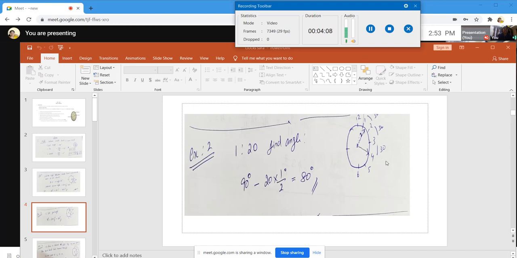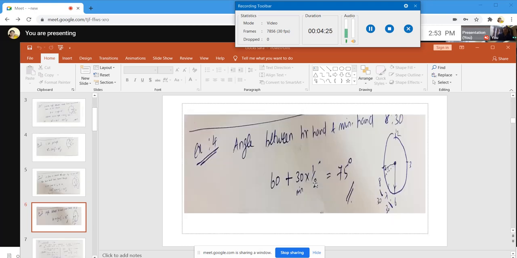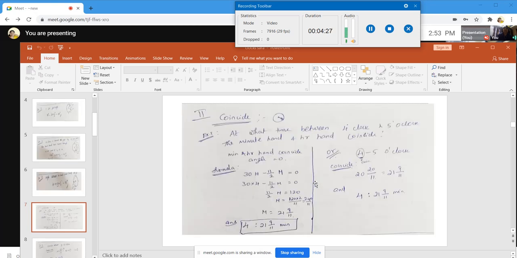So totally 90 degrees minus the angle crossed by the hour hand, which is nothing but for 20 minutes. 1 minute is equal to half a degree, so 20 into half is nothing but 10. So the answer is 80 degrees. This is the type of problem they will be asking, right? Calculate the angle between the hour hand and minute hand.